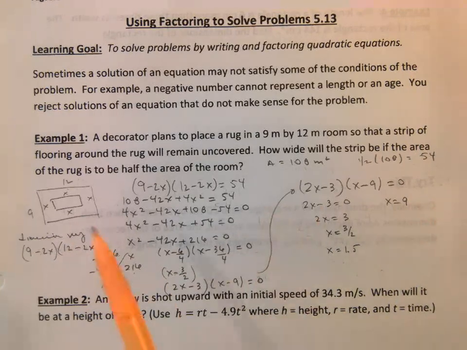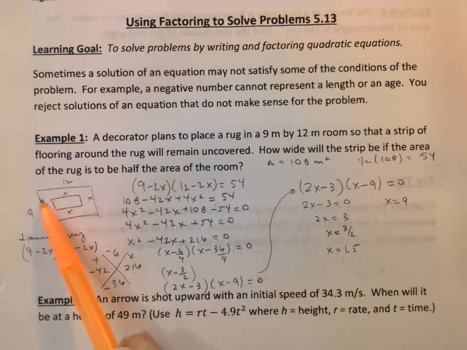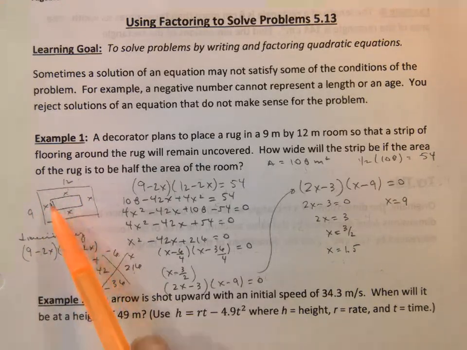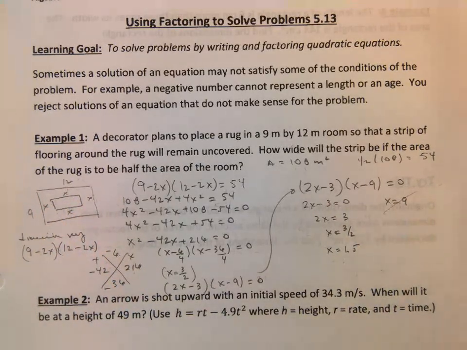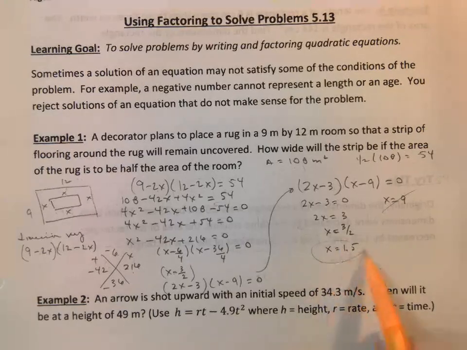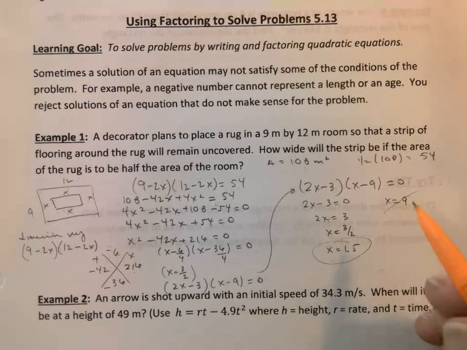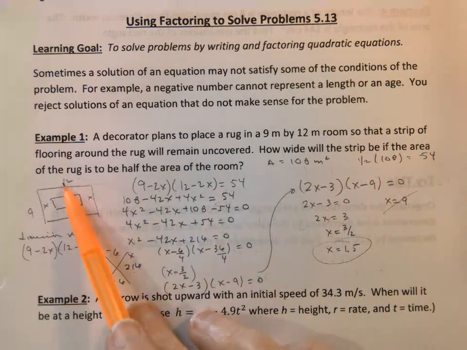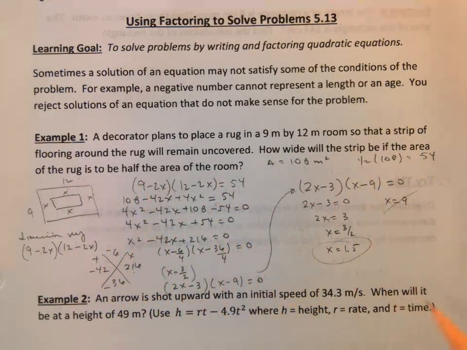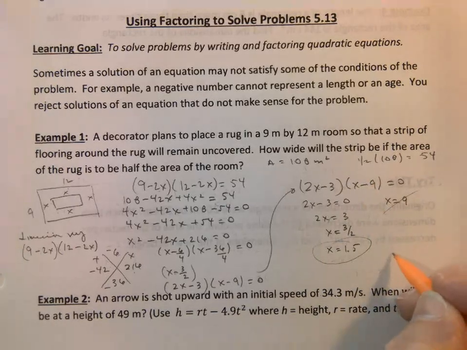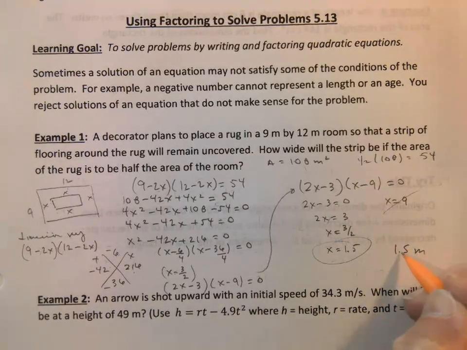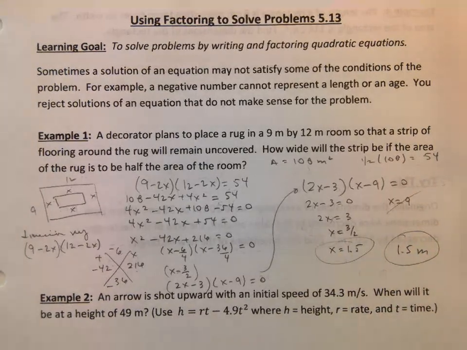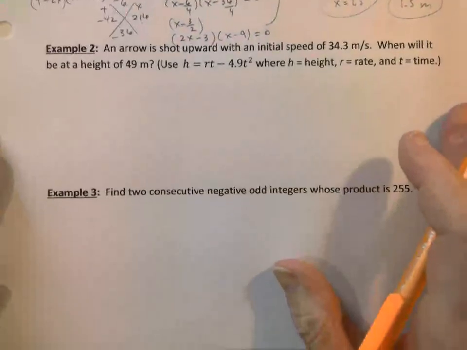They're both positive, but let's look at the 9. If this whole side is 9, then there's no way that these increments could also be 9. So this one we're going to reject, and we're going to say that x is equal to 1.5 meters. Now, did we answer the question? How wide will the strip be if the area of the rug is to be half the area of the room? That is the answer to the question. It will be 1.5 meters. They may have asked for dimensions, but they didn't. So 1.5 meters. All right, so let's look at example 2.